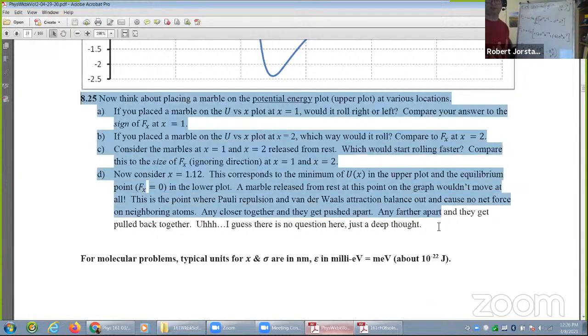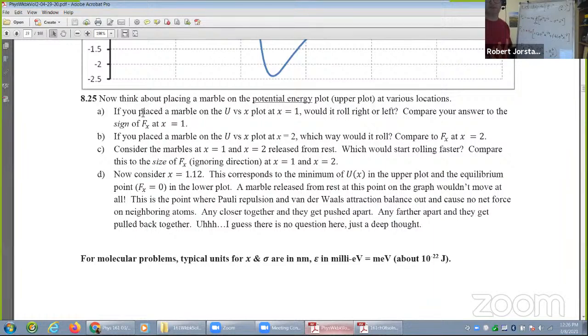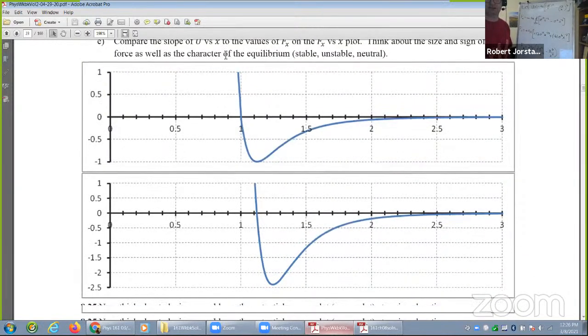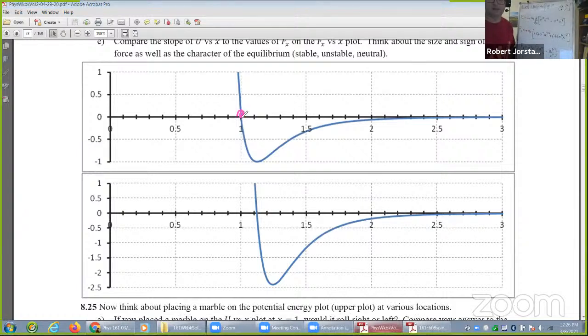This is basically the same problem. So now think about this. If you placed a marble on the U-plot at x equals 1, which way would it roll? Would it roll towards the right side of the graph or towards the left side of the graph? It would roll this way, right? Notice the force is positive there. That's what that marble analogy is supposed to mean. So again, the marble released from rest would trend towards the right end of the graph. That means the force should be a positive value in the i-hat direction.